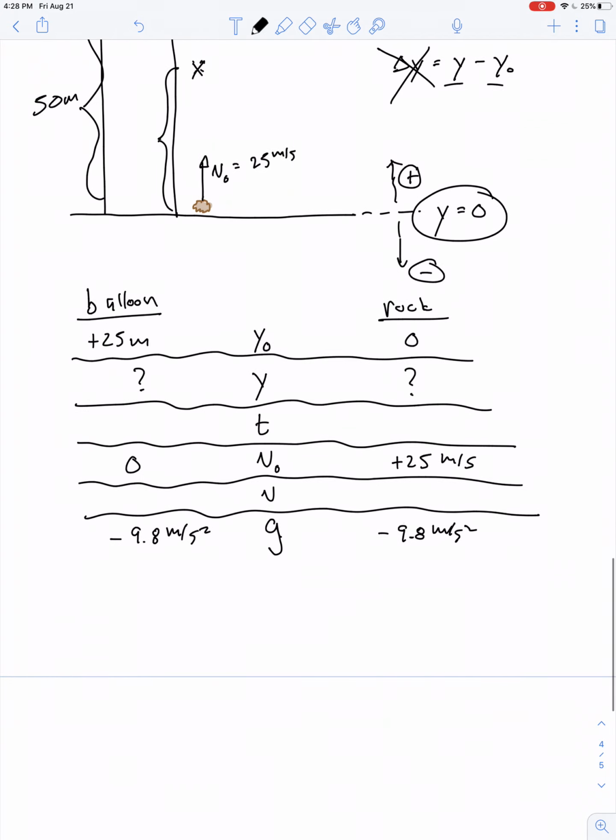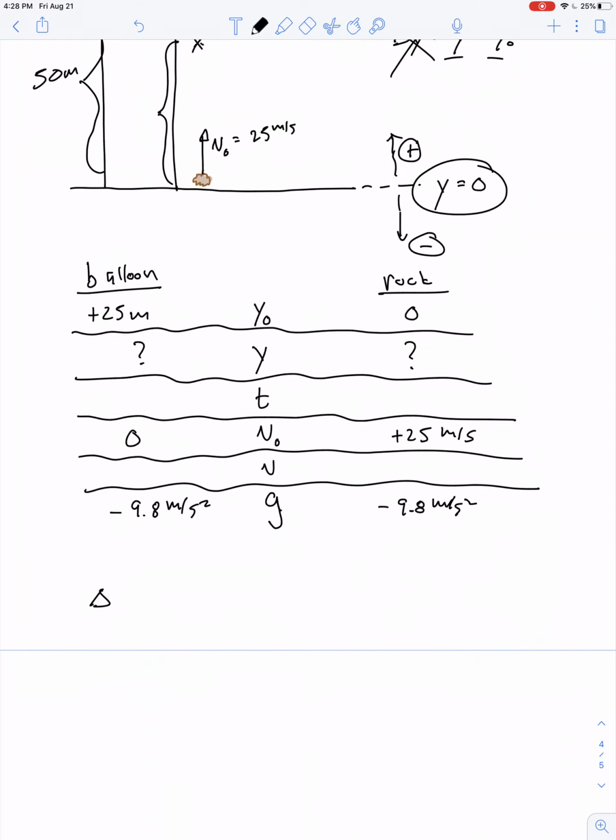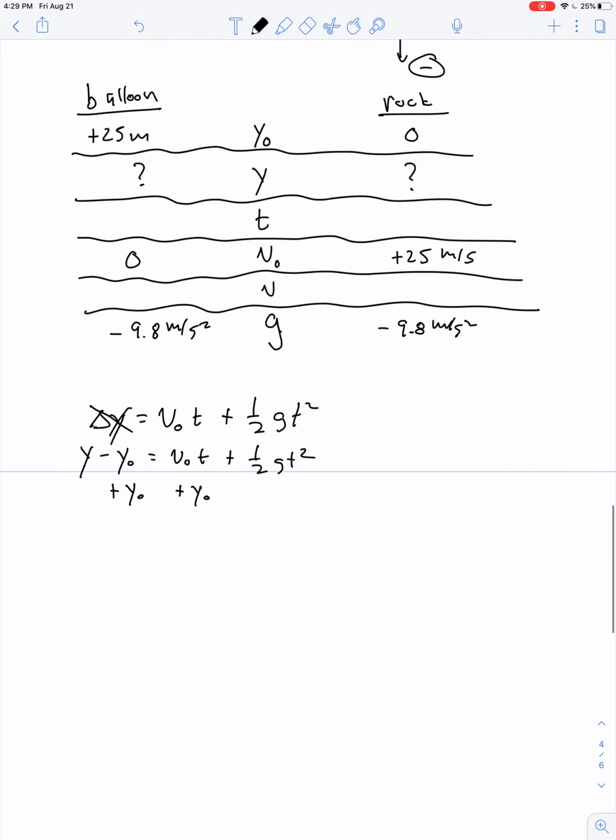Okay, well, how about this? What if I just chose the equation once again that says delta y equals v initial times time plus 1/2 gt squared? And what I really mean by that is y minus y initial equals v naught t plus 1/2 gt squared. Now I could add y initial to both sides of the equation. So if I do it like this, I get an expression y equals y initial plus v naught t plus 1/2 gt squared. Now the question is, is this an equation that applies to the balloon, or is this an equation that applies to the rock?